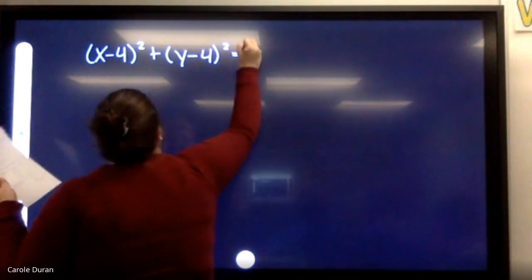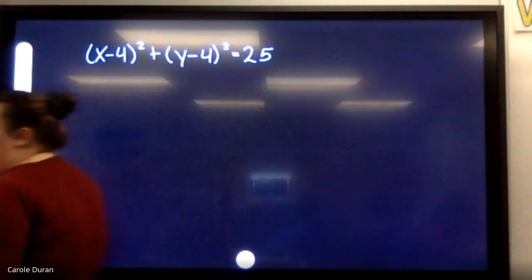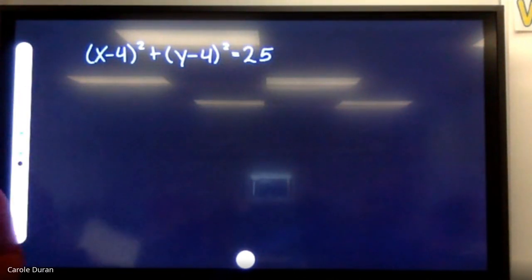Can we do this one on our own? Yes, you will do this one on your own. This is easy. Okay, given this equation, find the center, find the radius, and sketch the graph.